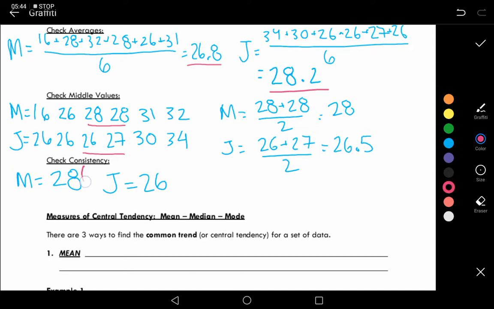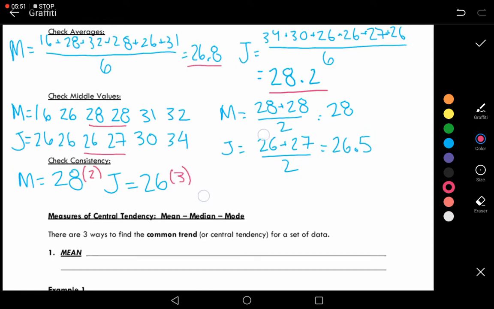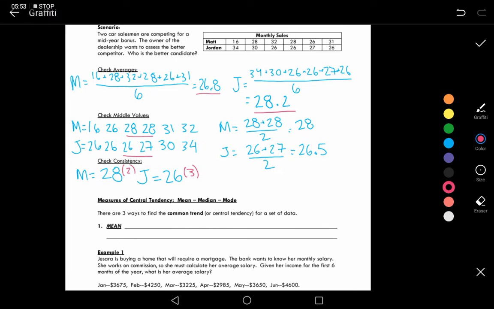So maybe I'll just put in brackets. We see that twice, and we see that 3 times. Okay, so there's many different things that we would want to look at to figure out who is the better candidate.